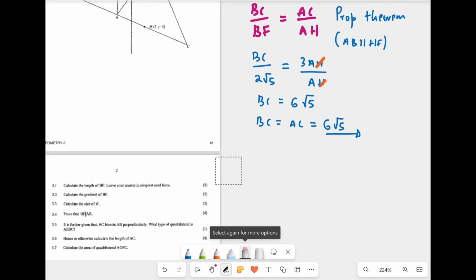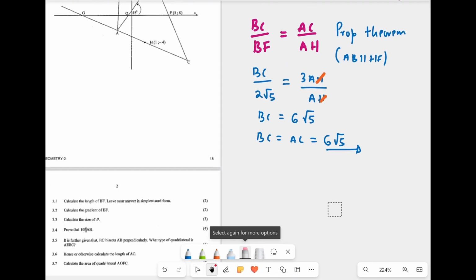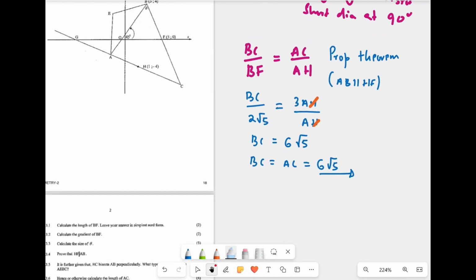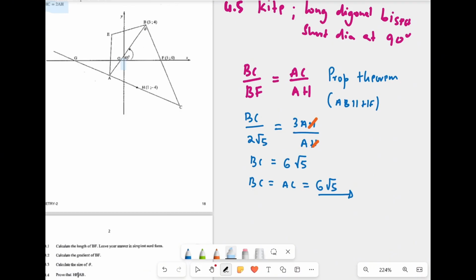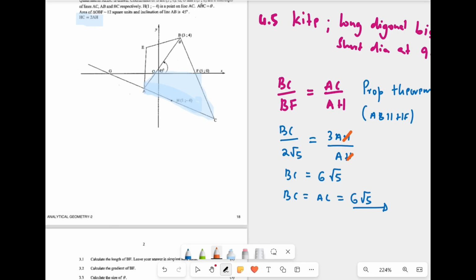Okay, the next question here. We are now required to calculate the area of AOFC. We are looking for the area of this shape. We do not even know what this shape is. But what is it that we need to remember here? In the statement, we are told that the area of this triangle here is 12 units squared.